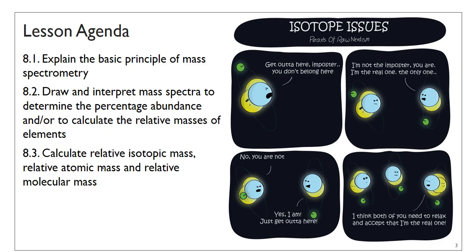This is the agenda for today's lesson. We're going to look at relative isotopic mass, relative atomic mass, relative molecular mass, and then I actually will introduce one technique. The first analytical technique that you're going to see is going to be introduced today, and that's the technique of mass spectrometry, which is probably my favorite analytical technique as well. I'll tell you why in a bit.